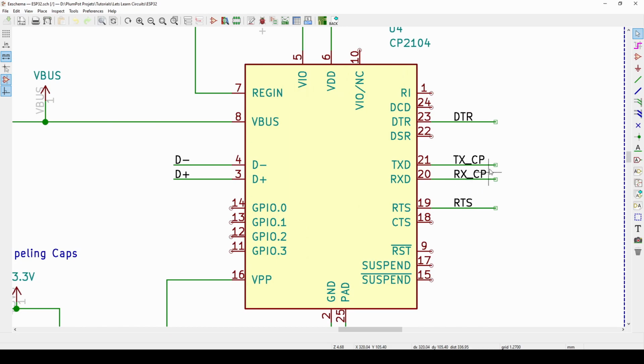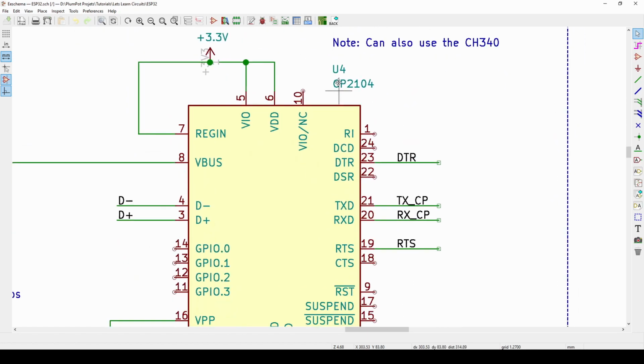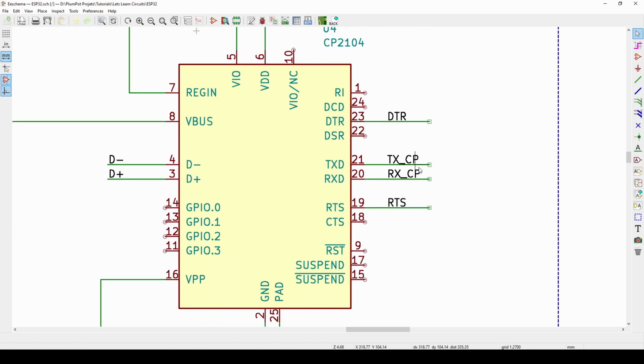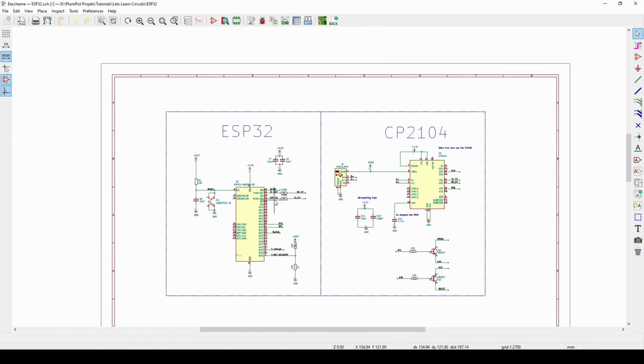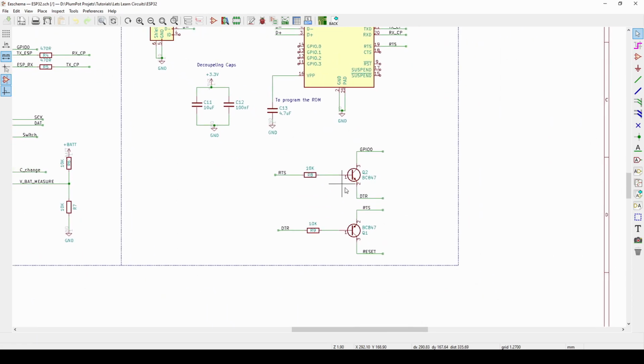So what I normally do is I mark RX CP, TX CP for the CP2104, because like many of us, we sometimes swap these around. So the TX of my CP2104 must go to the RX of my ESP32. So it's over here. So I put resistors so I can see ESP RX, TX CP. So my TX goes to my RX, my RX goes to my TX. That's very important.